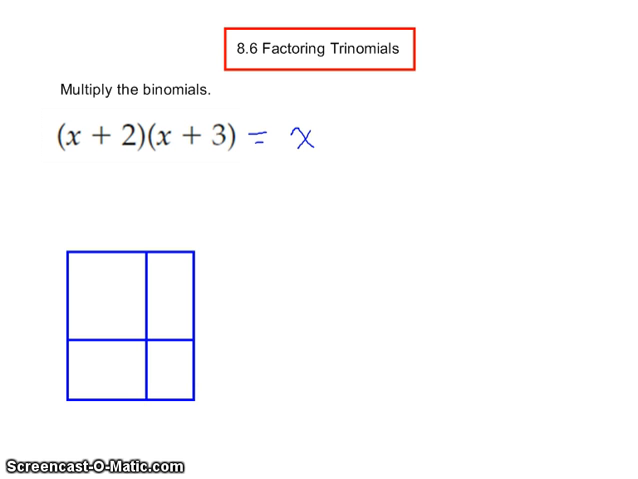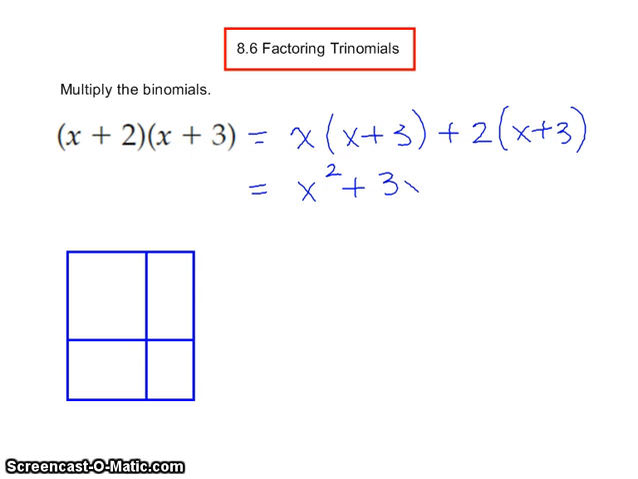So we'll take x times x plus 3 plus 2 times x plus 3, and we get x squared plus 3x plus 2x plus 6. And let's stop right there for now.